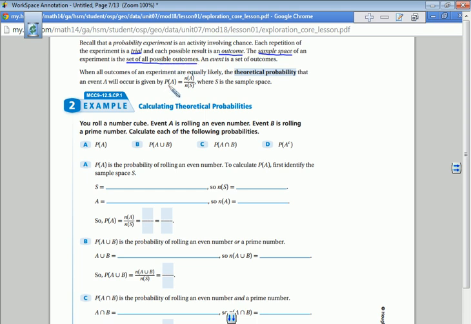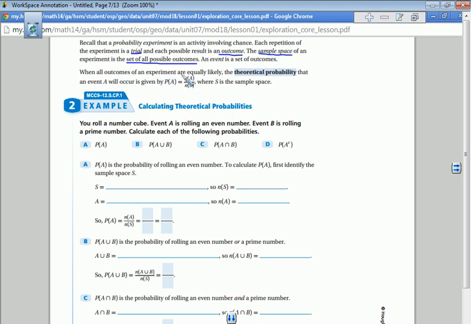So, if I am flipping a penny, what are my possible outcomes? Heads or tails. That's my sample space. If I'm rolling a die, 1 through 6, that's my sample space. Okay? An event is a set of outcomes.